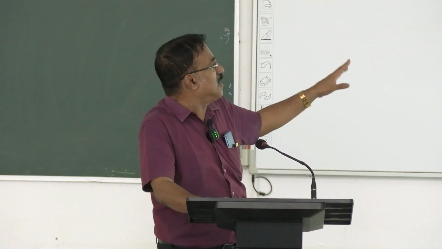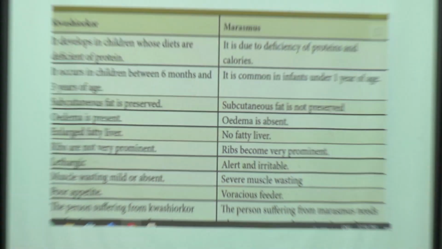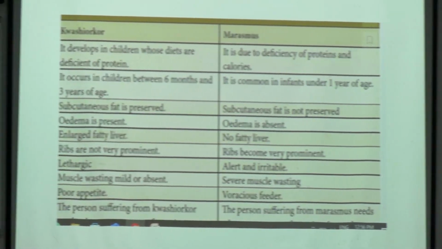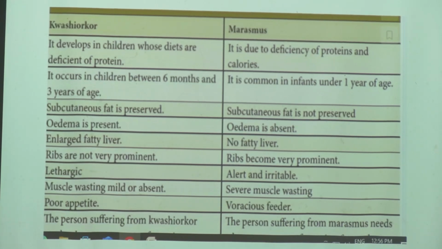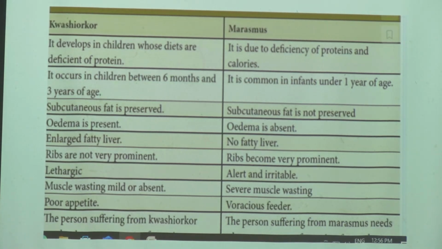Marasmus is this. Kwashiorkor develops in children whose diet is deficient in protein. Marasmus is due to both protein and calories. Kwashiorkor occurs from 6 months to 3 years. Marasmus is usually within 1 year of age. In Marasmus, subcutaneous fat is not preserved. In Kwashiorkor, there is fat. Edema is present in Kwashiorkor. An enlarged liver is present in Kwashiorkor.